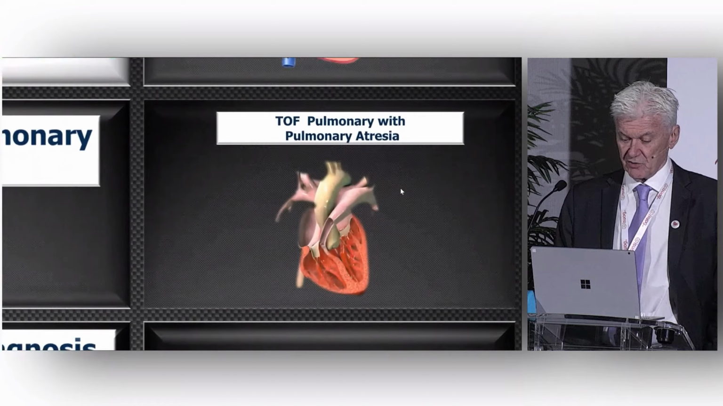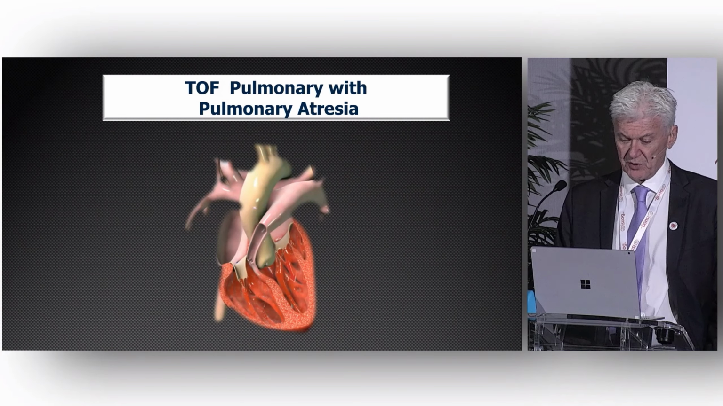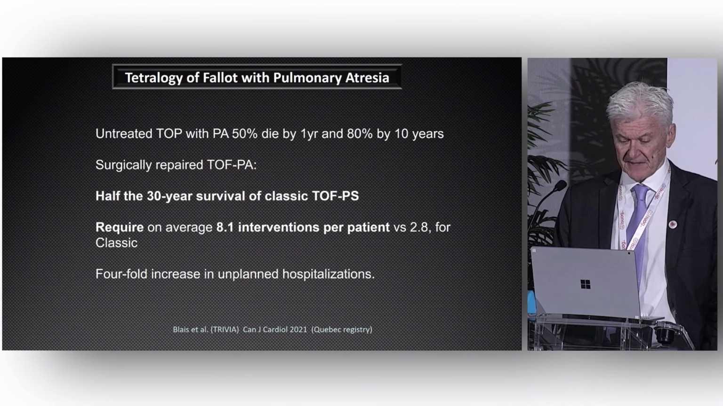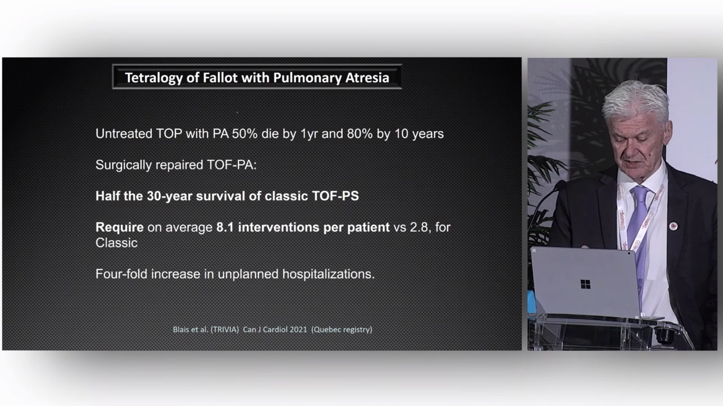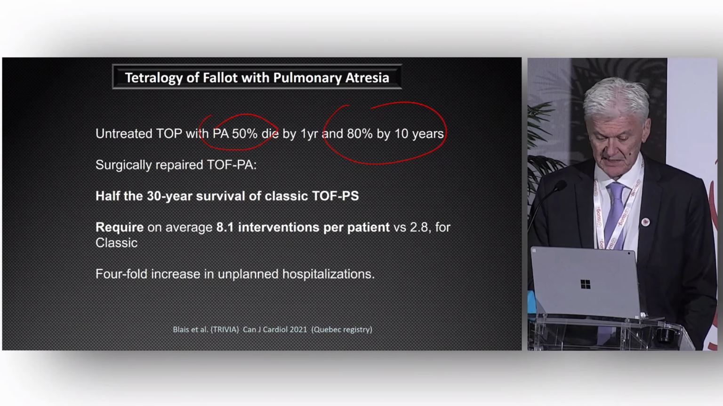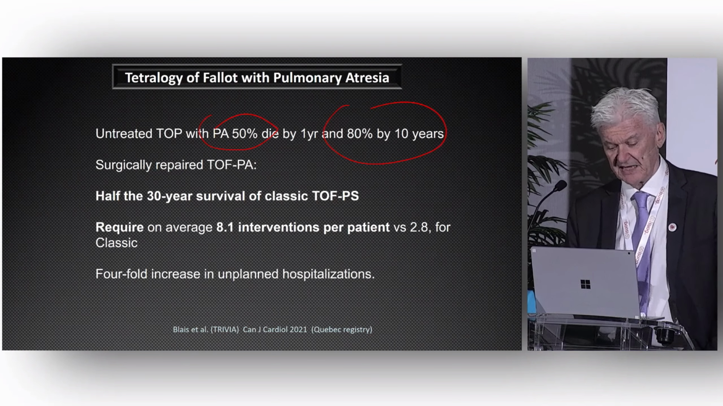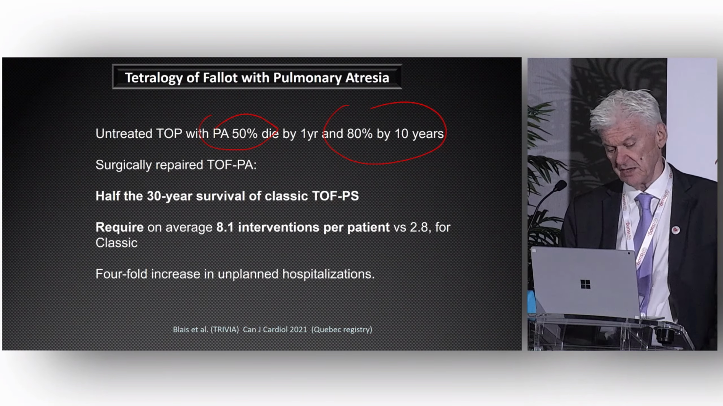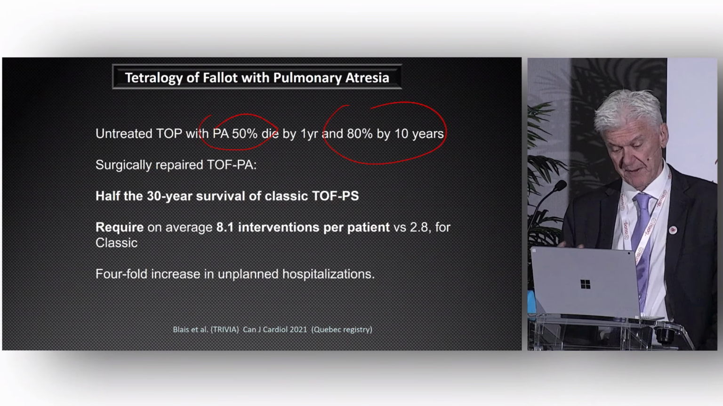We next move into the group of pulmonary atresia. These are the group we all worry about with Fallots. And in a sense, I made the comment that untreated, 50% of these are dead by 1 year and 80% of these are dead by 10 years. If you look at the operation, they're far more challenging in terms of the repair of these.